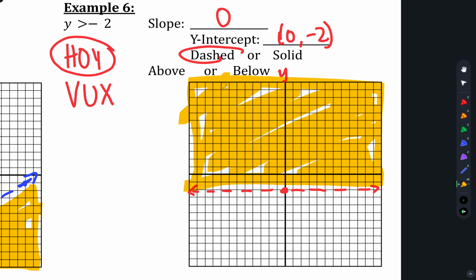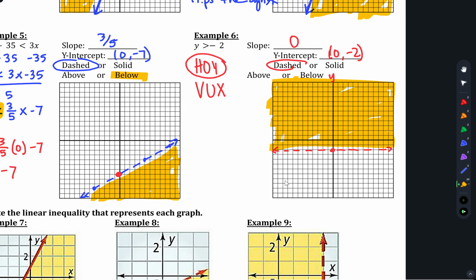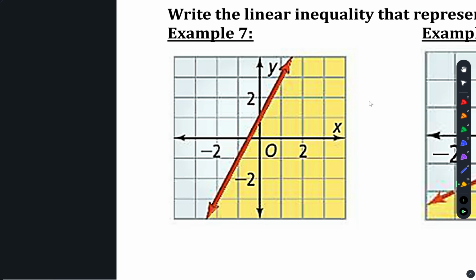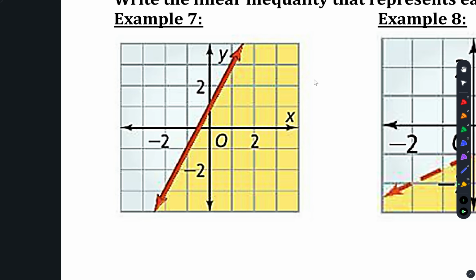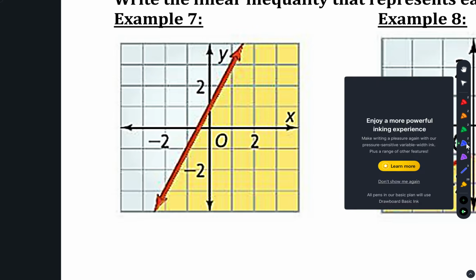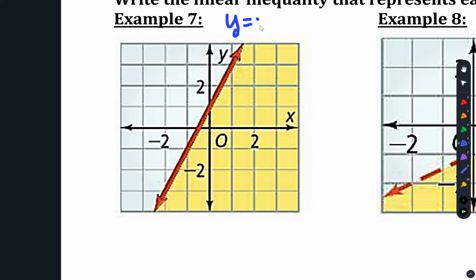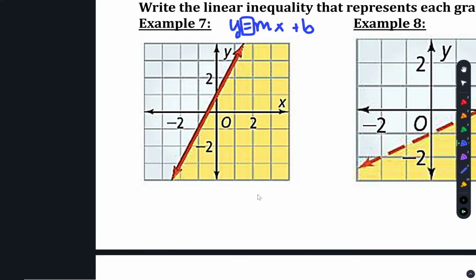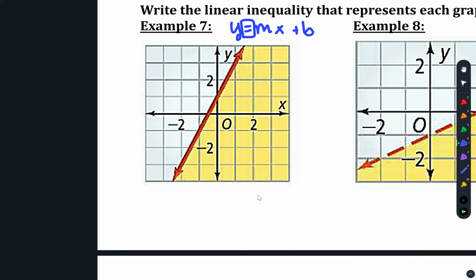Okay, now we need to go backwards, because we can graph these, but now can we write them? We're not done. I want to do a number 7 first. The way we're going to do this, we know that my equation of a line looks like y equals mx plus b, except instead of an equal sign, we're going to replace that with an inequality. So let's fill in the blanks. I don't know m, I don't know b, I don't know the inequality. So I'm going to have y, some sign in there, m, which I don't know, x plus or minus b.